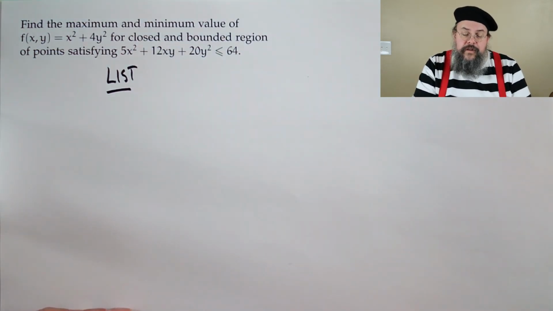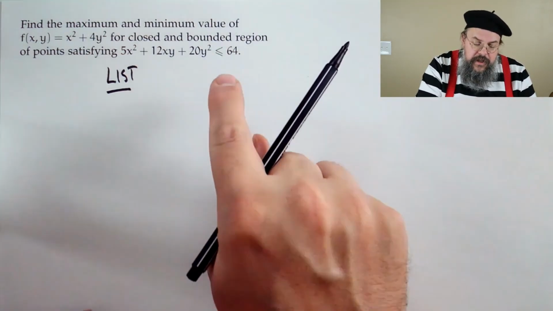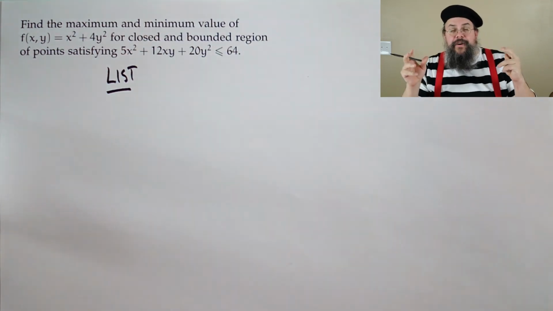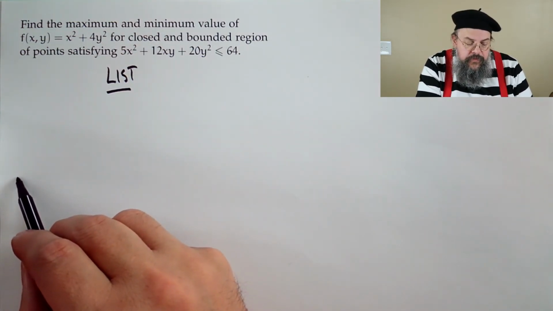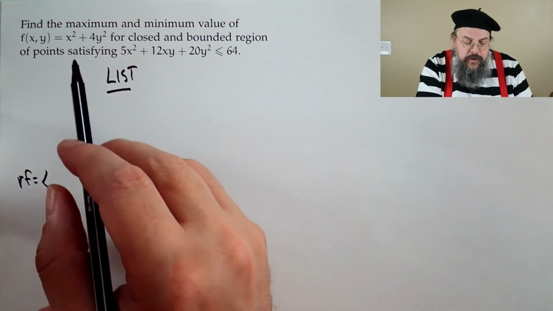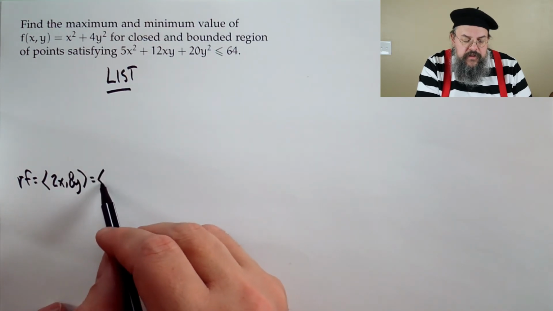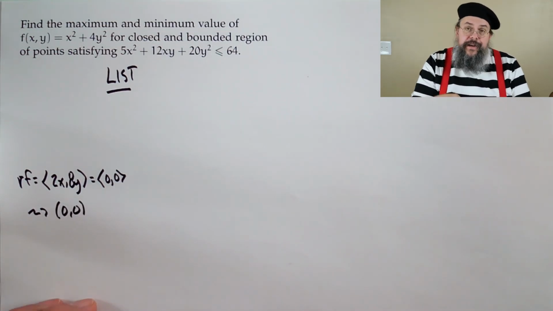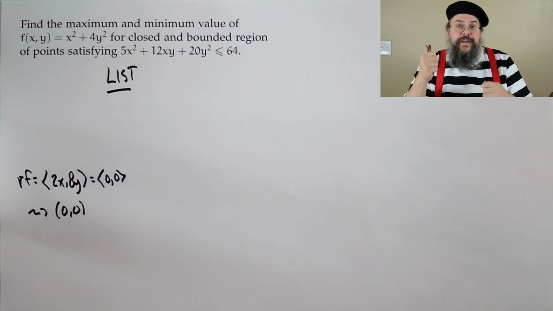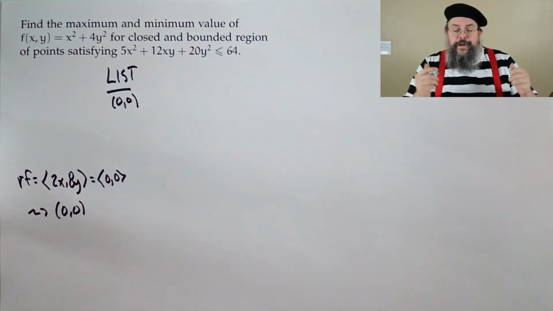Well, where do points on the list come from? One place we check is the interior. So the interior is the less than part. In other words, we're not worried about the boundary. We check the gradient and set it equal to 0. The gradient of f is pretty easy. It's 2x and 8y. If we set this equal to 0, this corresponds to the point 0, 0, because 2x has to equal 0, and 8y has to equal 0. So there is one place in the interior where our gradient is 0, at the point 0, 0. So 0, 0 is on our list. Wonderful.